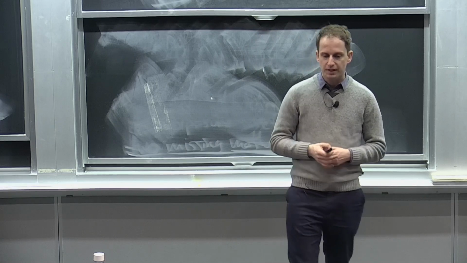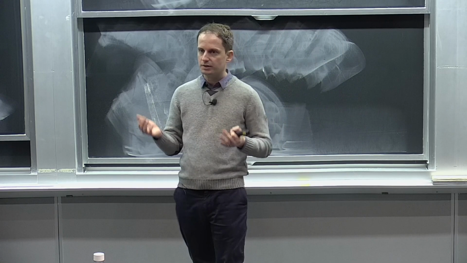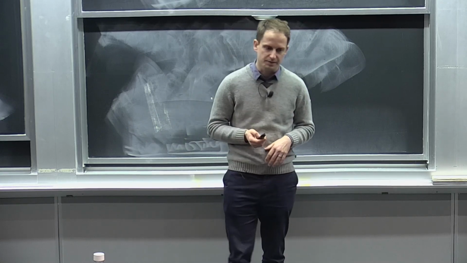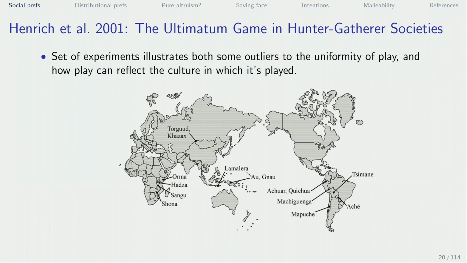But perhaps if you look at hunter-gatherer societies that are quite different in various ways, perhaps there we can look at interesting differences across places. On the one hand, we see lots of uniformity of play: in lots of places people seem to behave very similarly. But there are some important differences.